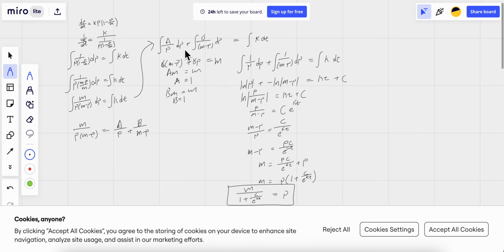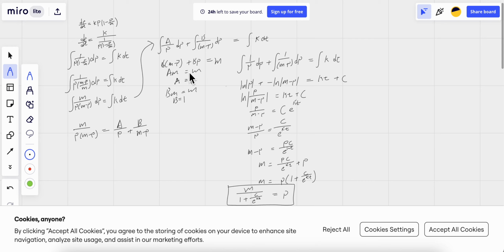And to find your values for A and B, you just write it as A times (M minus P) plus B times P and set it equal to M, because if you were to add those two fractions, you would multiply your A with this denominator, and then you would multiply your B with this denominator. So my strategy for solving for A and B is, if you were to solve for A, plug in a value that will make the B term 0. And if you were to solve for B, plug in a value that will make the A term 0.